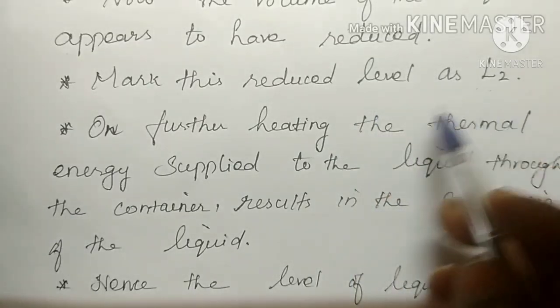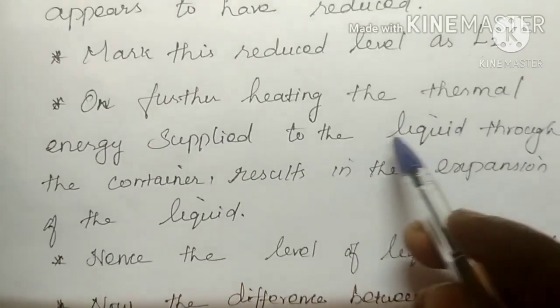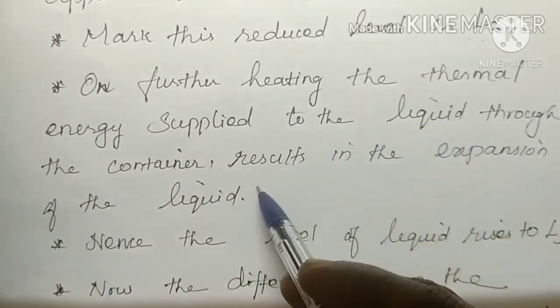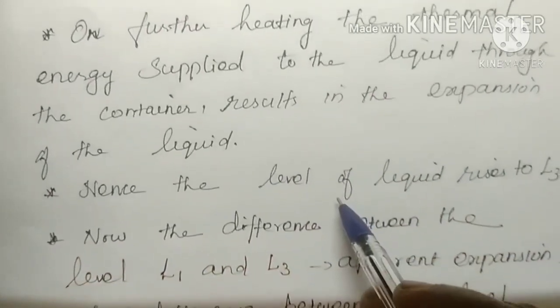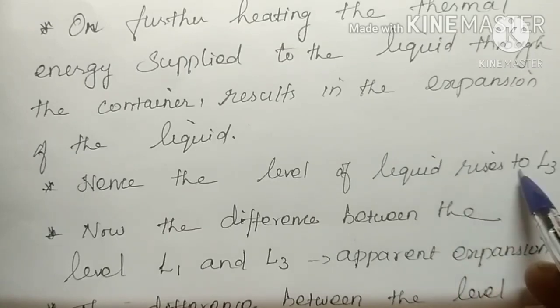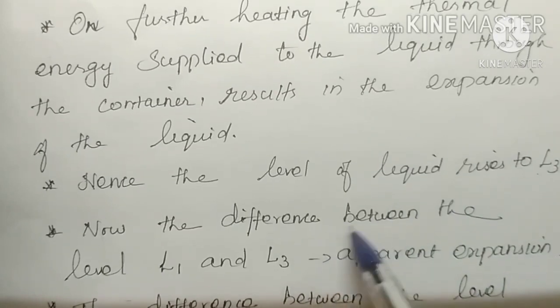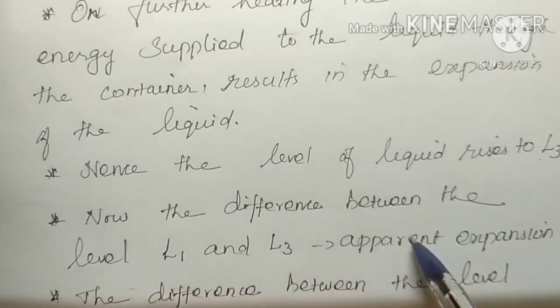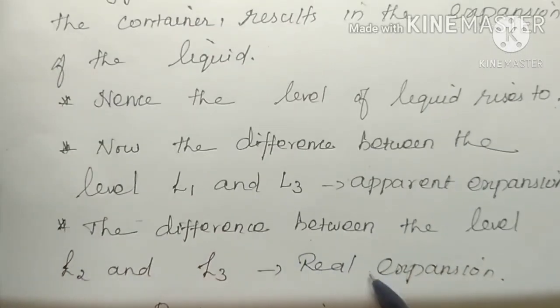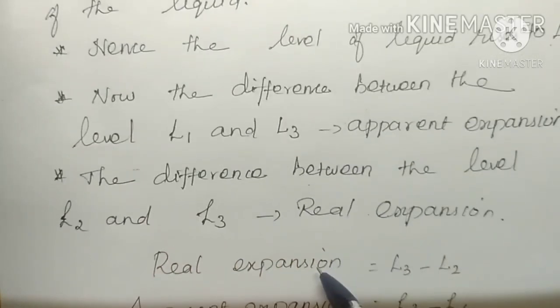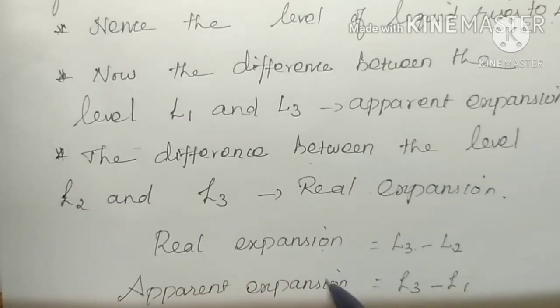Again, with further heating, the thermal energy is supplied to the liquid through the container. As a result, expansion of the liquid takes place, so the final level of the liquid rises to L3. That level you have to mark as L3. The difference between the levels L1 and L3 gives the apparent expansion. The difference between the levels L2 and L3 gives the real expansion.